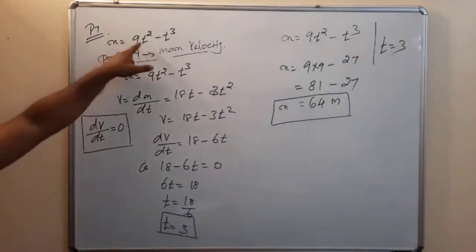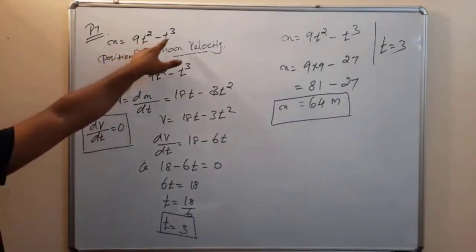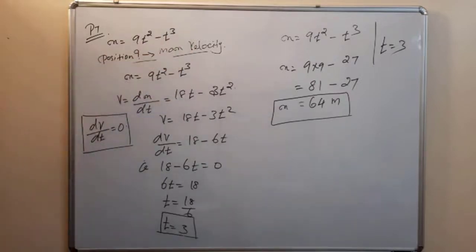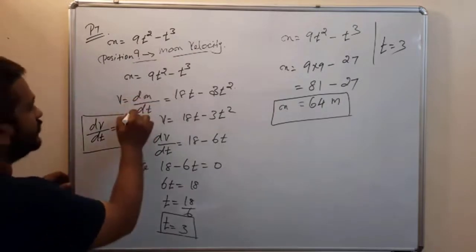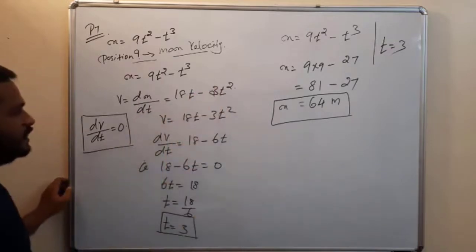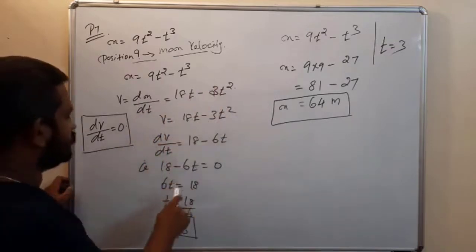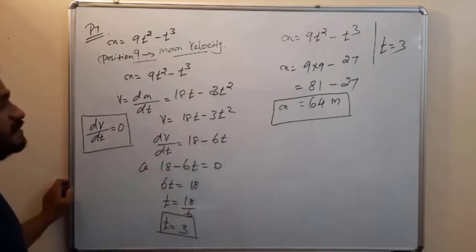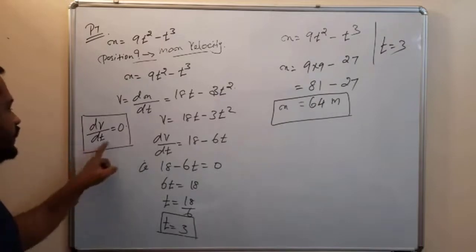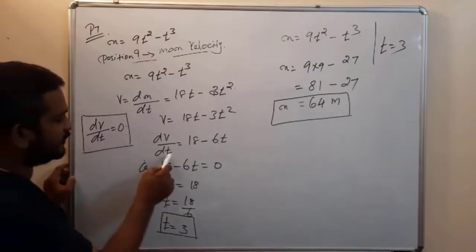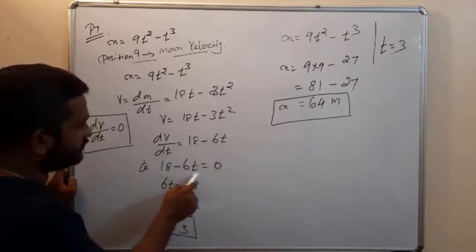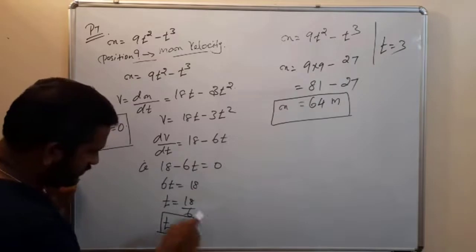The position of the object is given by the equation x equal to 9t square minus t cube. We have to find the position of the object when it reaches the maximum velocity. So we find the velocity v is equal to dx by dt, that is 18t minus 3t square. When it reaches the maximum velocity, dv by dt, the first derivative, may be 0. So dv by dt is equal to 18 minus 6t is equal to 0. So we get t is equal to 3.